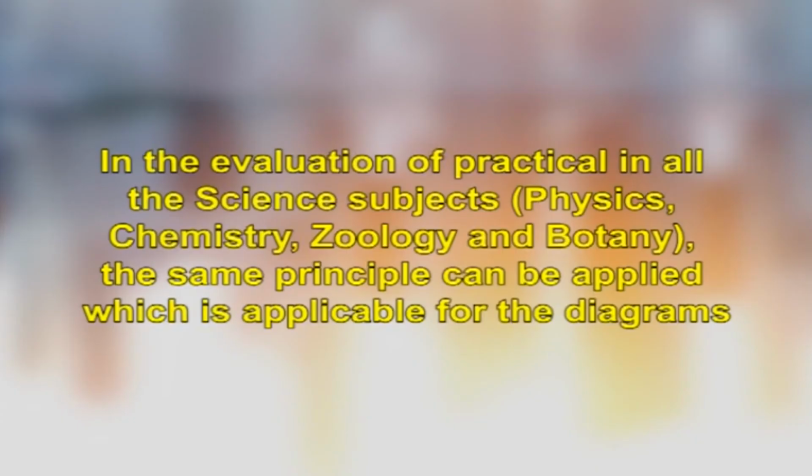In the evaluation of practicals in all the science subjects including physics, chemistry, zoology and botany, the same principle can be applied which is applicable for the diagrams. Safety should be ensured for all the students working in laboratories. Additional precautions can further reduce the risk of hazards for visually impaired students.